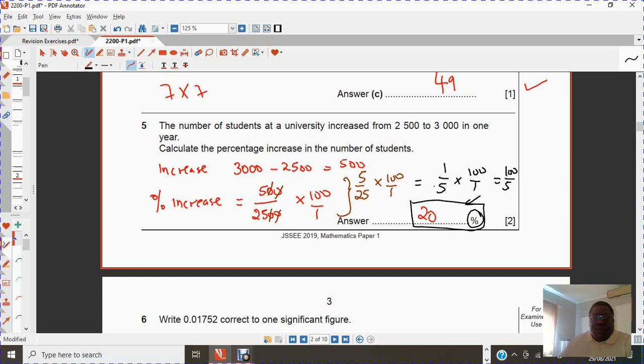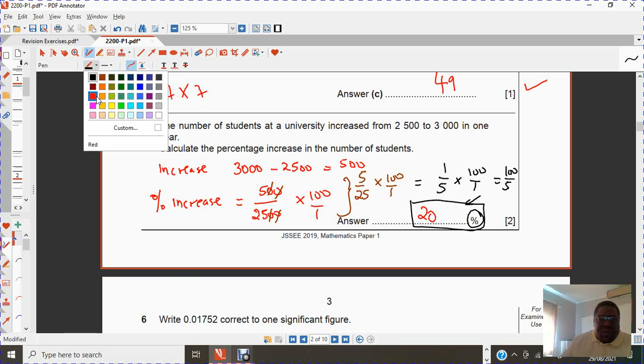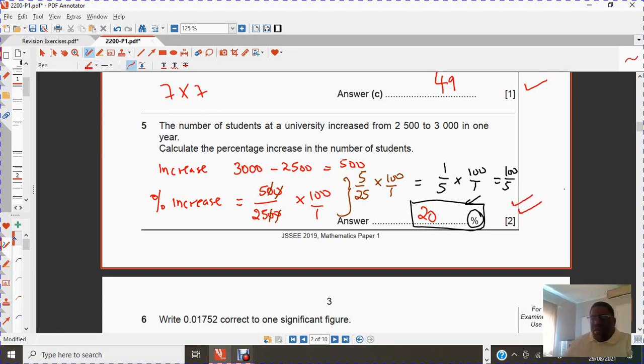Okay. This should take you about 2 minutes to solve this question. Remember the mark allocation in mathematics here, it's really proportional.